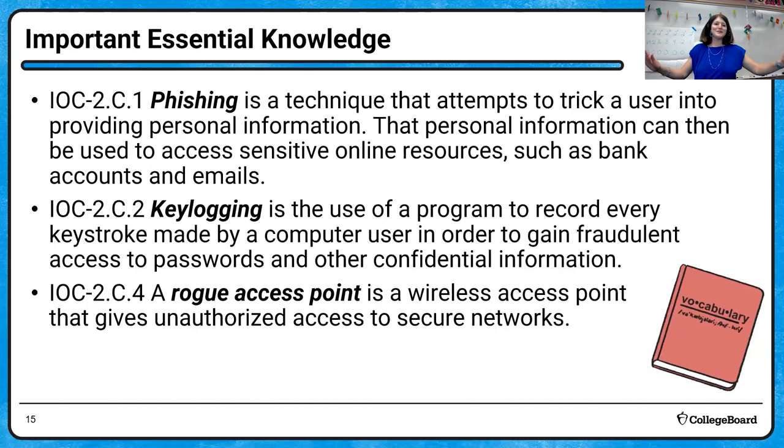All right, we got our final slide of essential knowledge, and then we're going to see some examples. Some other terms you'll need to know. Phishing, not fishing in a lake or pond, but phishing with a PH, is a technique that attempts to trick a user into providing personal information. That personal information can then be used to access sensitive online resources such as bank accounts and emails. Even if it's just your email, they can start sending emails to a bunch of people and crash your email so you don't have access to it. Usually phishing asks you to enter information and the source is not legitimate, but they tell you your bank account's been hacked and they need your information to verify. A lot of times it comes over email or a website that pops up, so make sure you're verifying where you are on the internet and where emails come from.